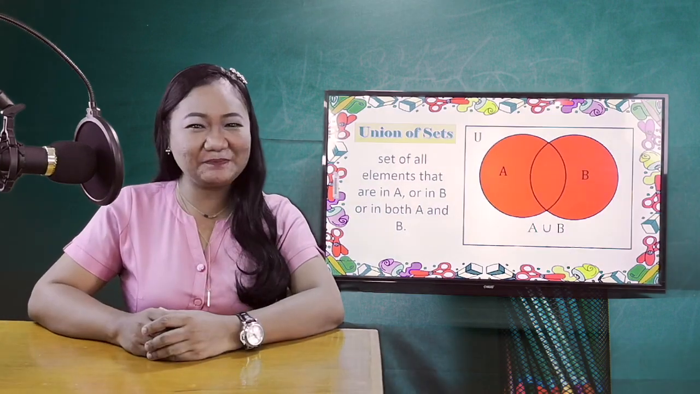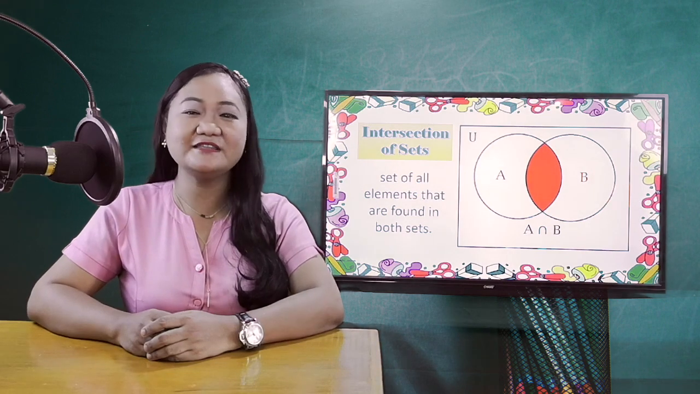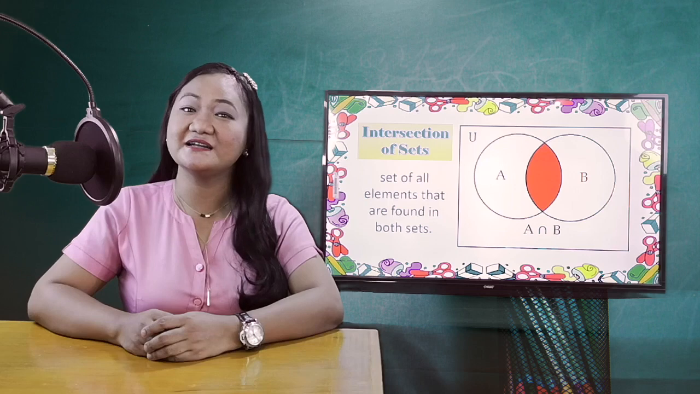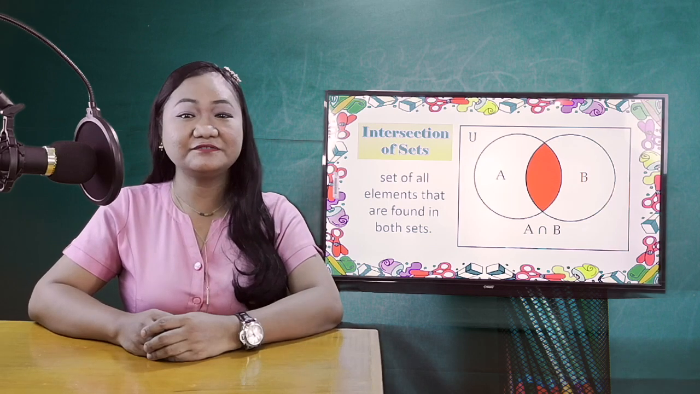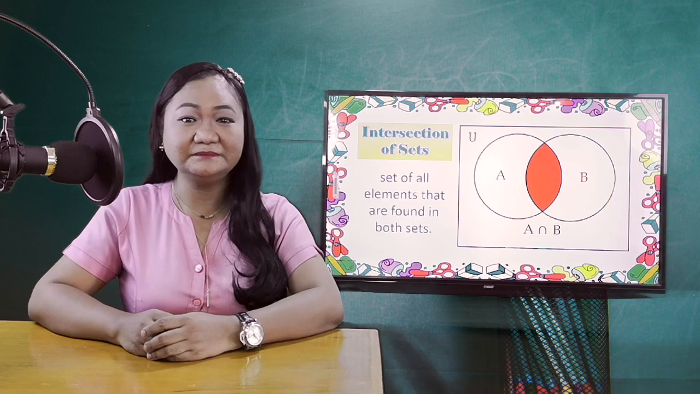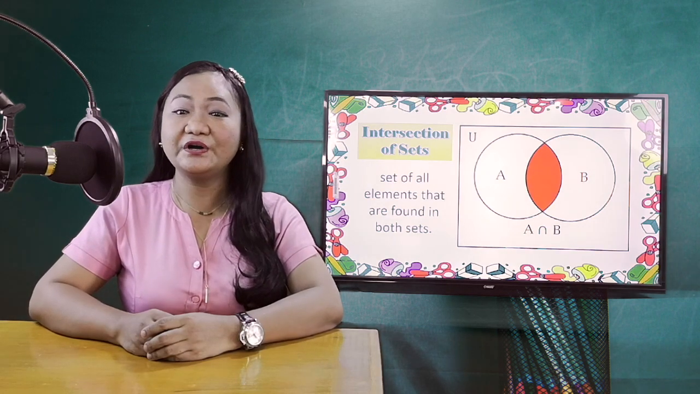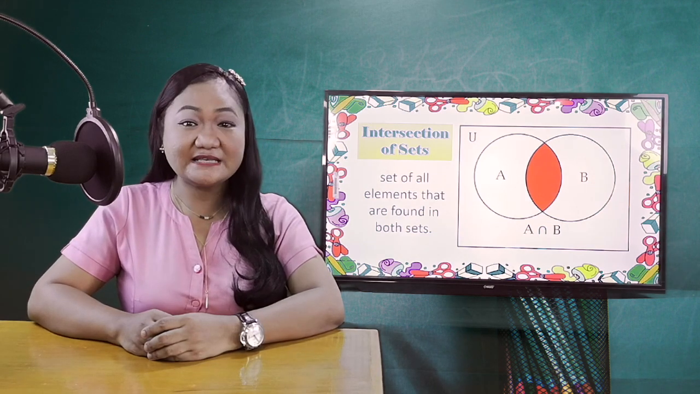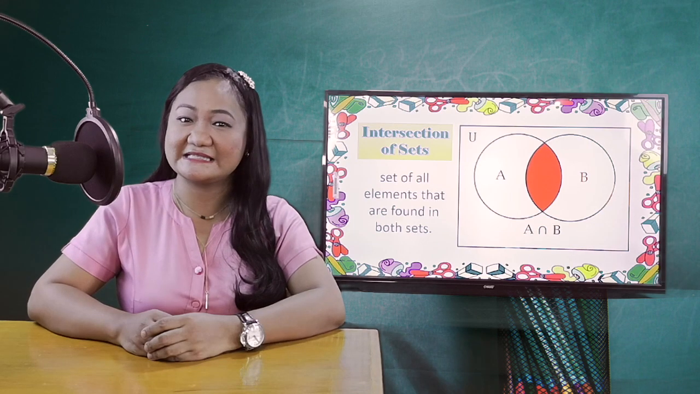Alright, the next operation is the intersection of sets. Remember that the intersection of sets is the set of all elements that are found in both sets. So, in using the Venn diagram in this example, A intersection B is the shaded part where the circles intersect or overlap. These represent the elements that are common to both sets.